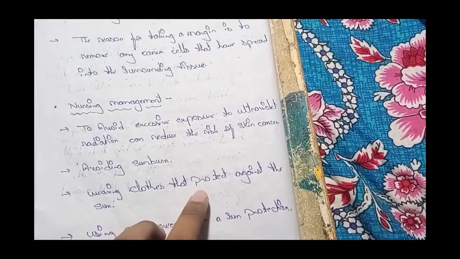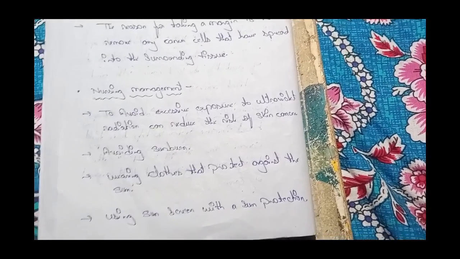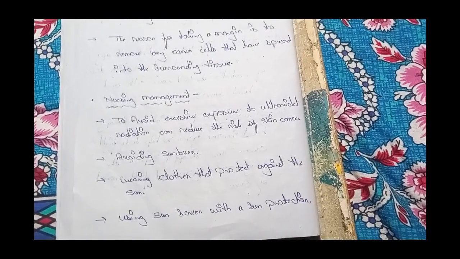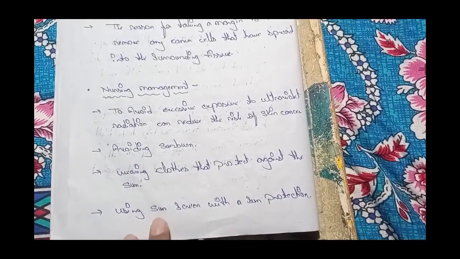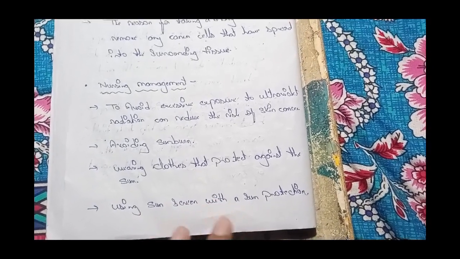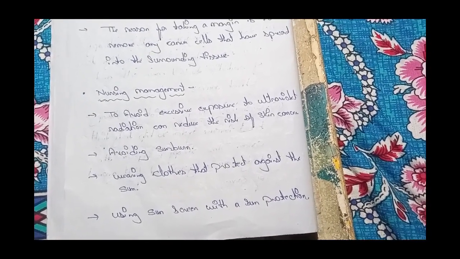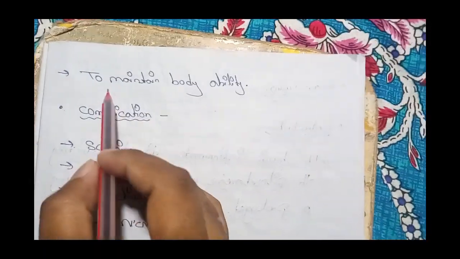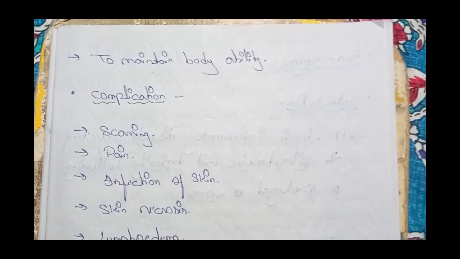Wear clothes that protect against the sun, like full sleeves, track pants or jeans, full pants, which mainly protect from the sun. Also use sunscreen with sun protection. Some sunscreen creams are there to protect from the hotness of the sun. And to maintain body ability, that is also nursing management.